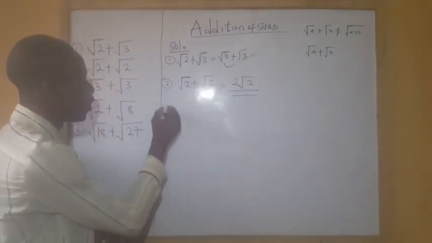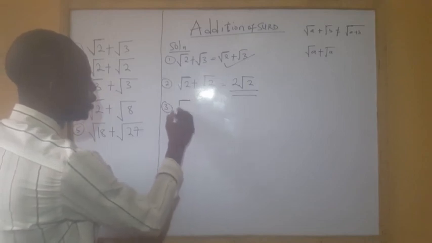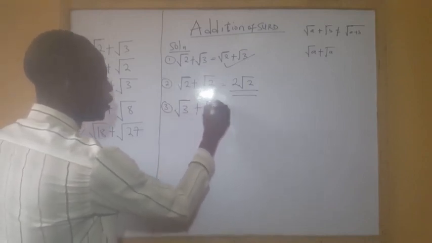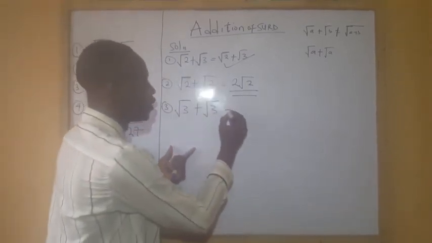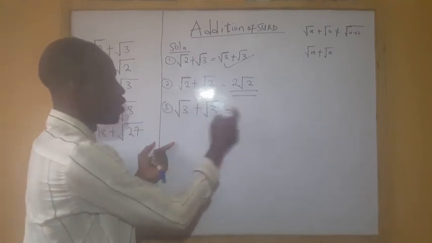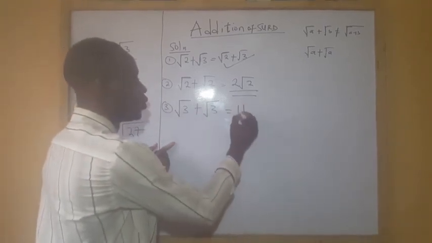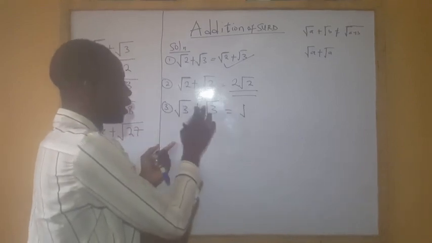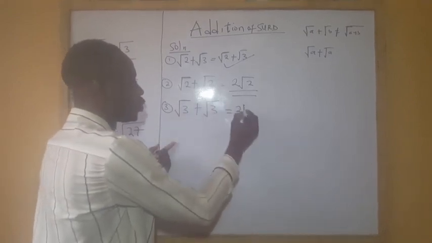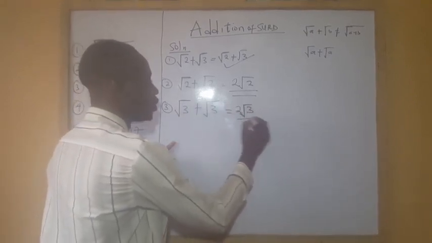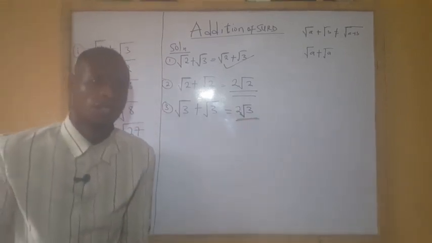Okay. Now the third one says we should add root 3 plus root 3. So the same result: the coefficients are 1 and 1, because they have the same root. And 1 plus 1 is 2. So this is 2 root 3. Are we getting it?